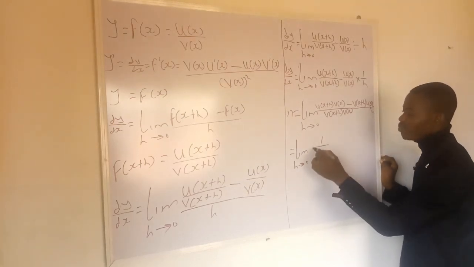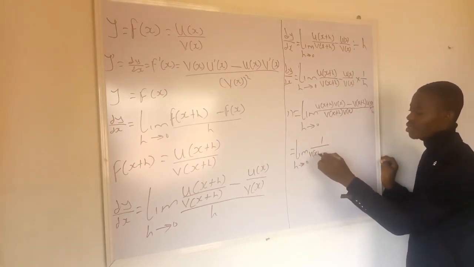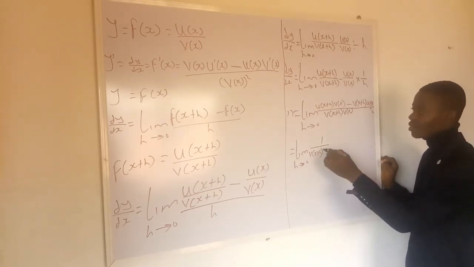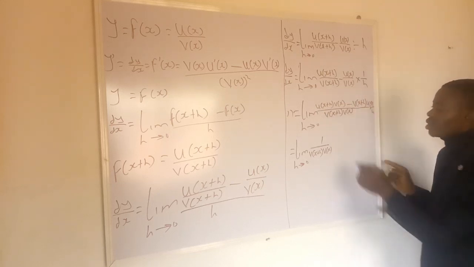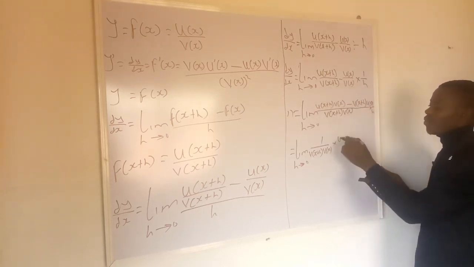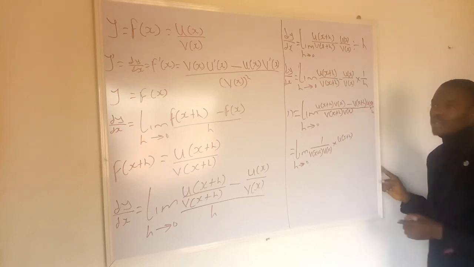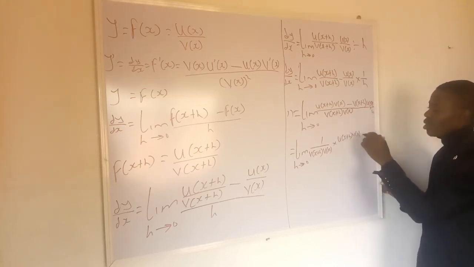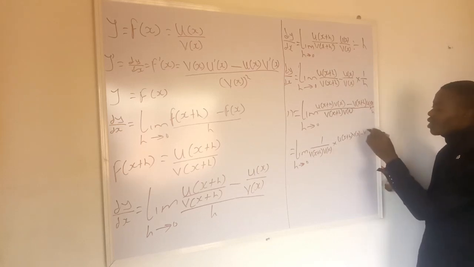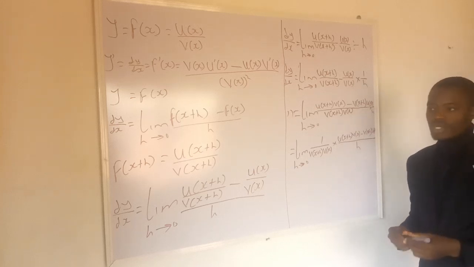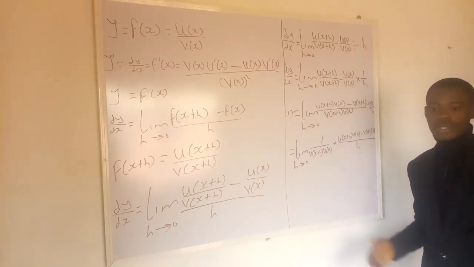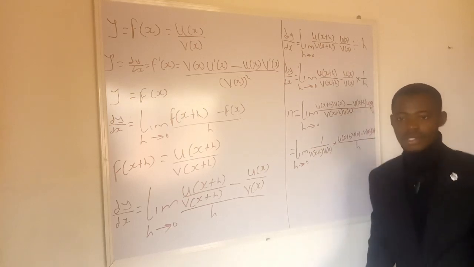So I'm having 1 divided by v of x plus h multiplied by v of x. I'm leaving the h under the numerator. So multiplied by u of x plus h times v of x, minus v of x plus h times u of x, all divided by h. At this point, I just need to get rid of some stuff in order to have enough space. Okay, all right, let me get rid of the table.